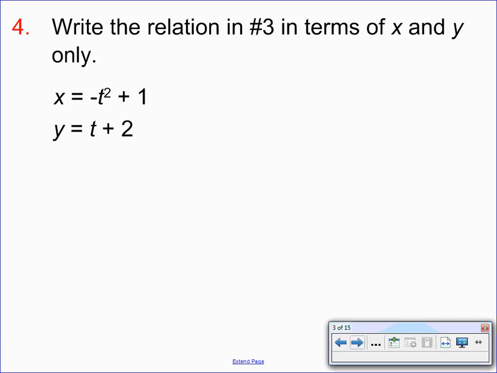So let's go ahead and do the second one. We could rearrange this and solve for t in terms of y. It looks like we subtract over the 2, so everybody go ahead and do that if you haven't already. So y minus 2.